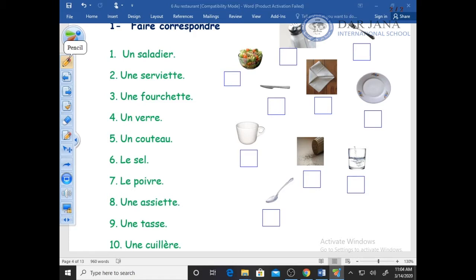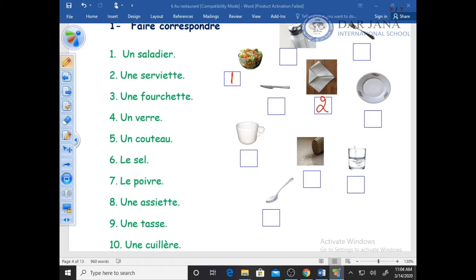So, the first one, un saladier. Which one? Un saladier. So, we write number 1, un saladier, a bowl. So, here is number 1. Numéro 2, une serviette. Where is une serviette? Une serviette means a napkin. So, une serviette. 2.